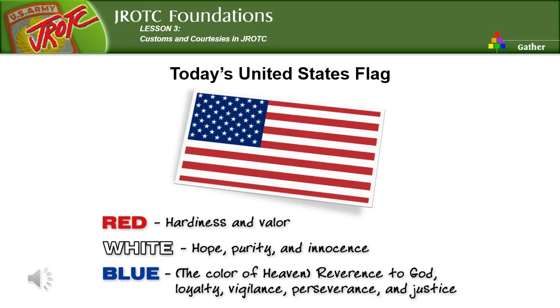The blue corner in the upper left is called the Union. The Union represents groups of states that have joined together. You may have heard people refer to the flag as the Stars and Stripes or Old Glory. The branches of the military service may also use different names for the flag. These names include colors, standard, or ensign. However, the term flag is correct regardless of size or use.